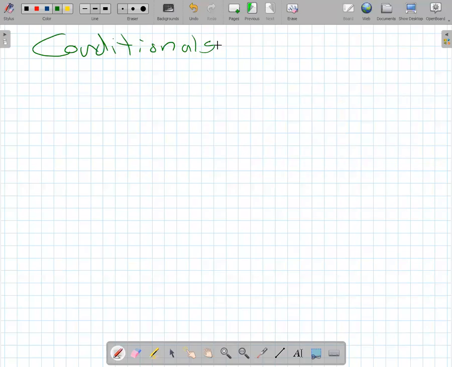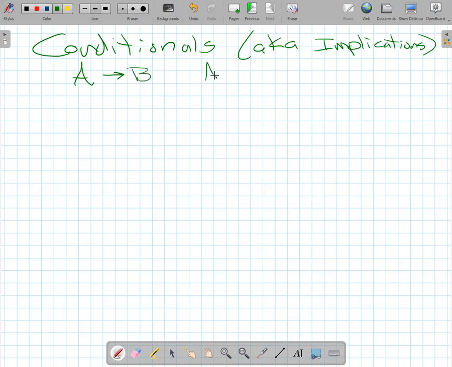So conditionals, also known as implications. Notation for that is some statement A, arrow, some statement B. A implies B. So that arrow is an implication. Sometimes you'll see a double arrow.